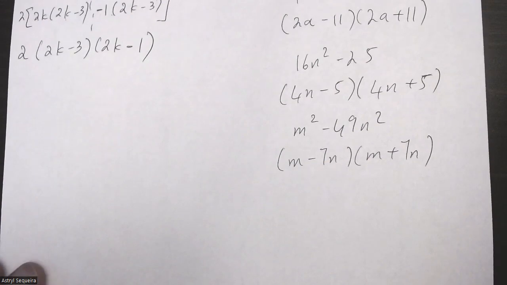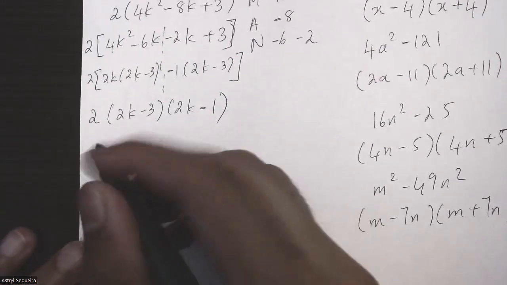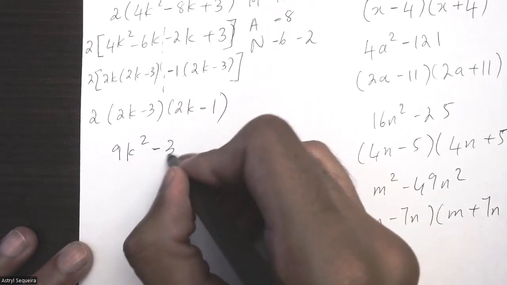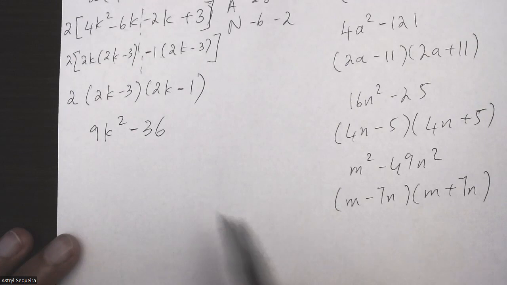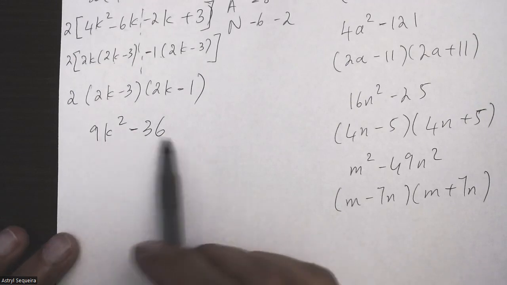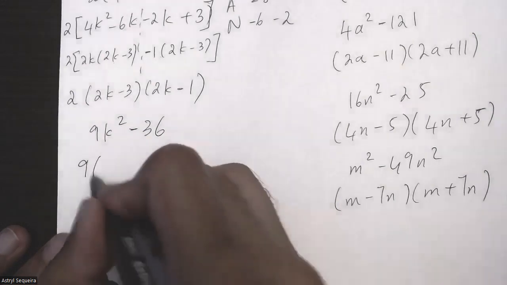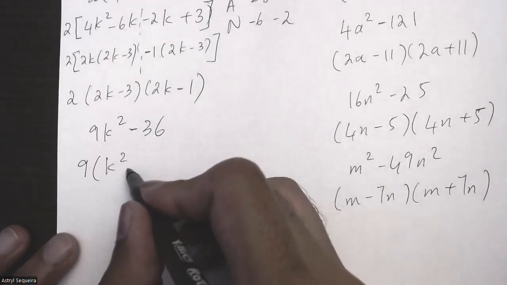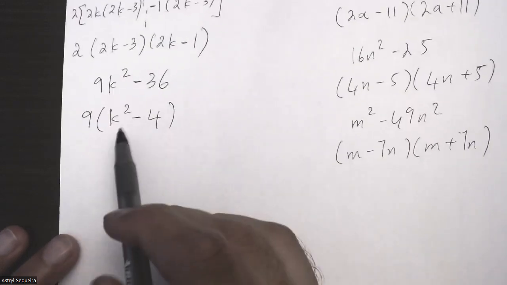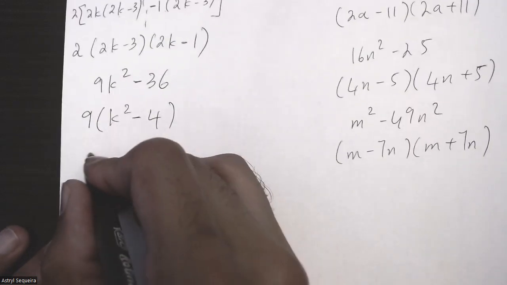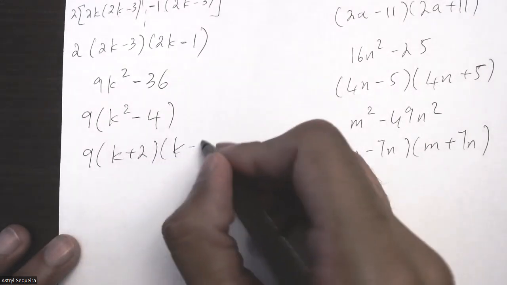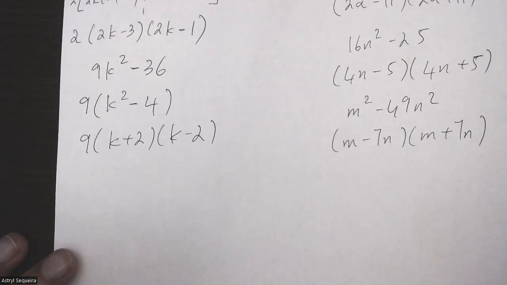And let's do a slightly harder one. Let's do 9k squared minus 36. Now, you might be inclined to say 3k plus 6 and 3k minus 6, but that's wrong. We actually have a common factor of 9 over here. Again, like I said, first rule of any factoring questions is to always look for a common factor. And now I can do difference of squares over here. That's just k plus 2 times k minus 2.